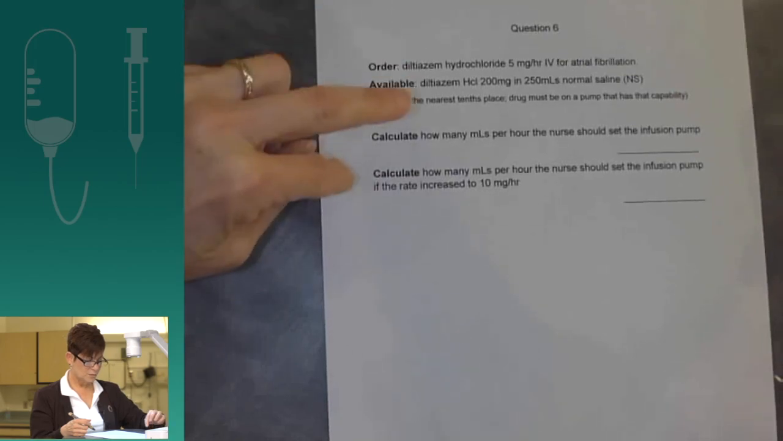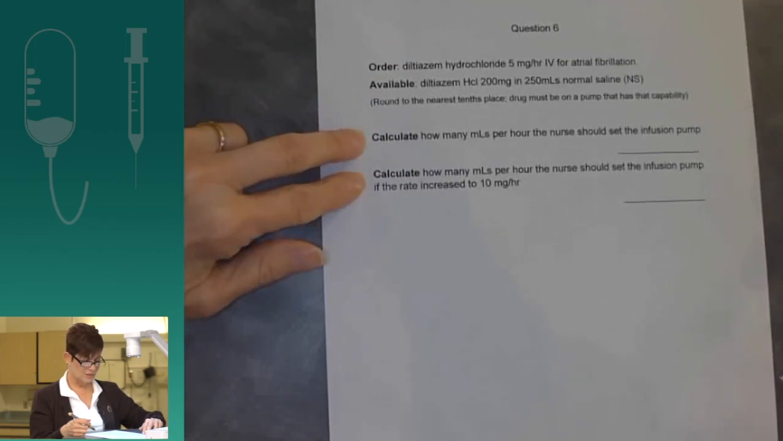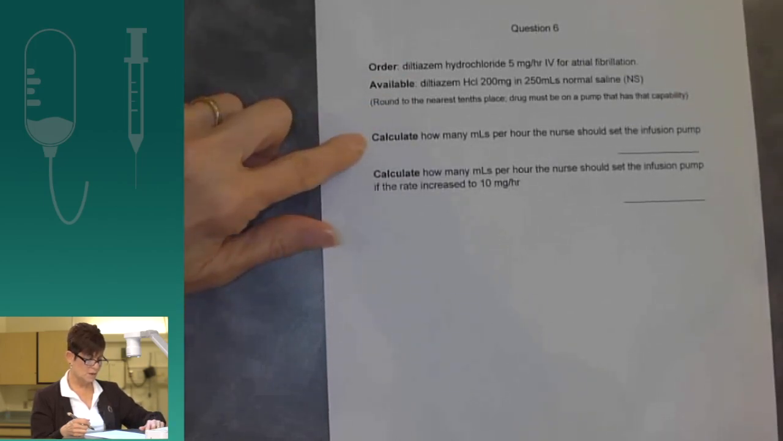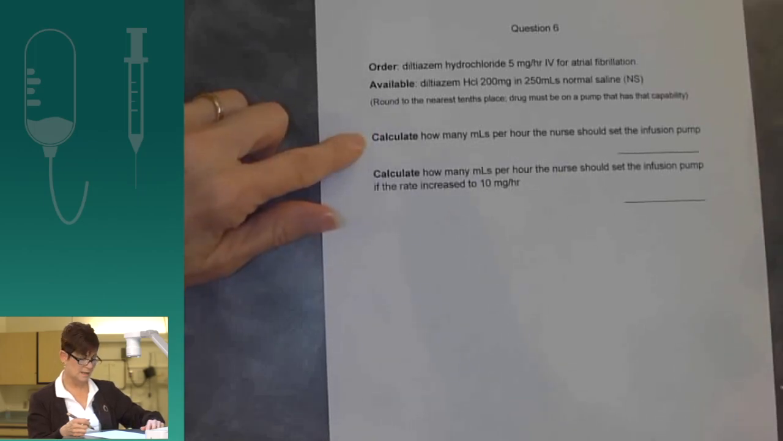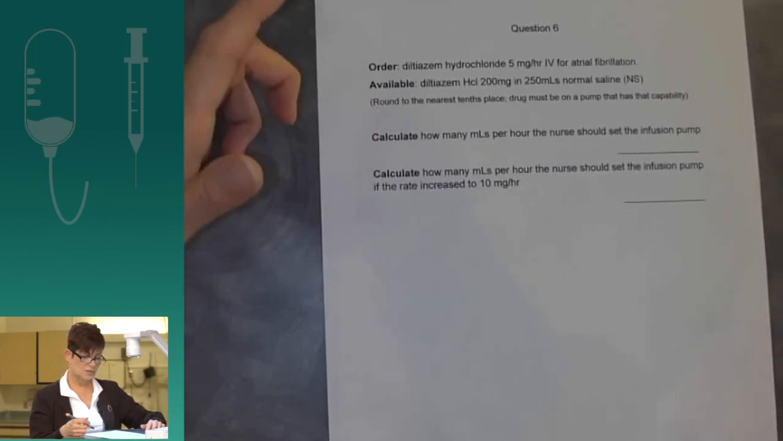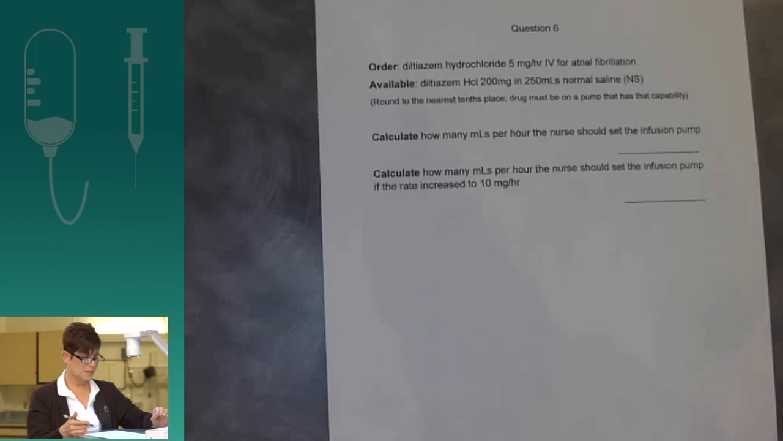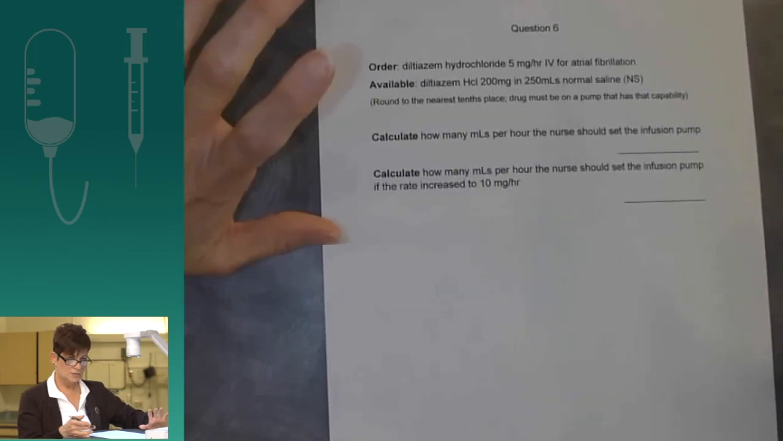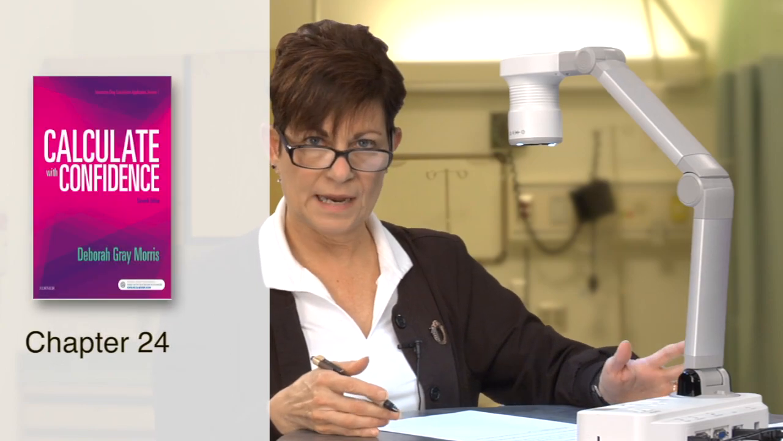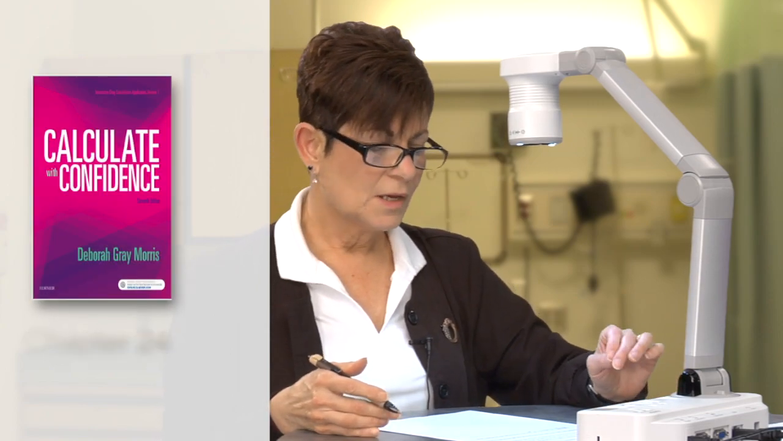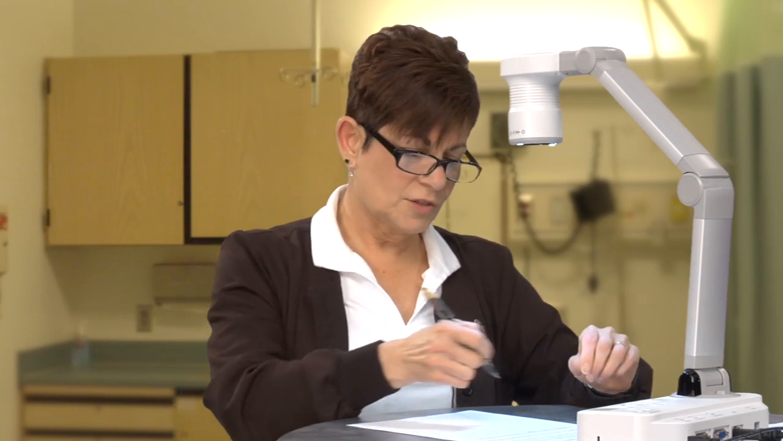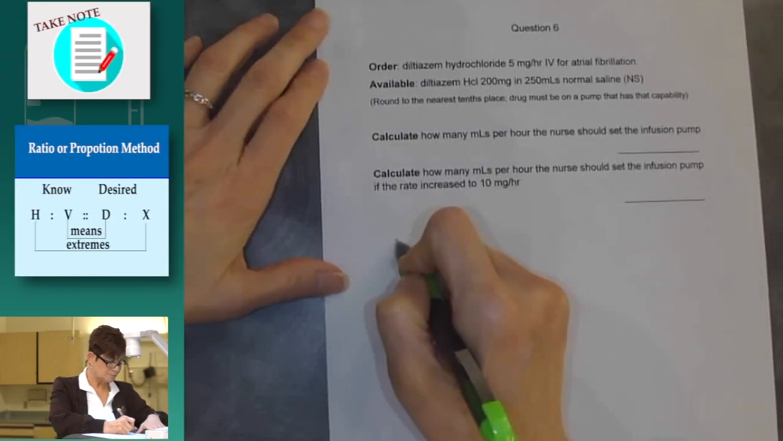So first we have two calculations that we're going to do. The first one is we're going to calculate how many mLs per hour the nurse needs to set the infusion pump. Again, this question can be found in chapter 24 in your Calculate with Confidence book. I'm going to use the two methods again, your ratio proportion and then the desired over have. So first let's do the ratio proportion.